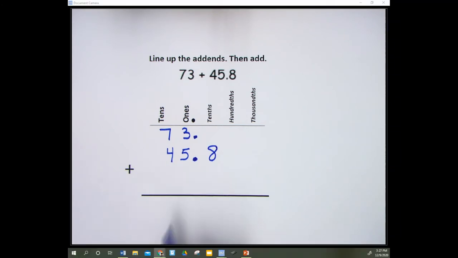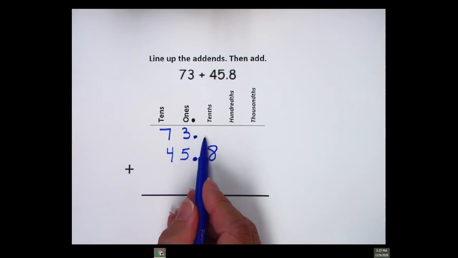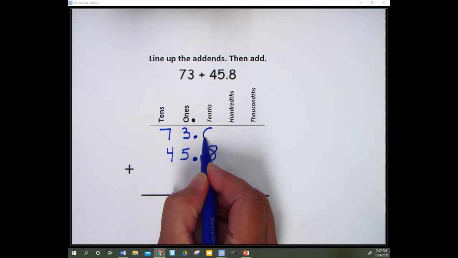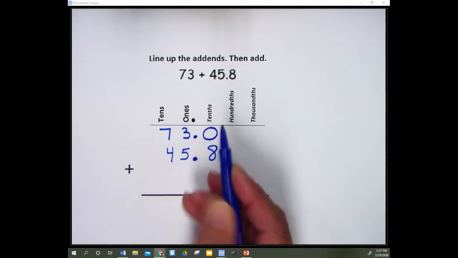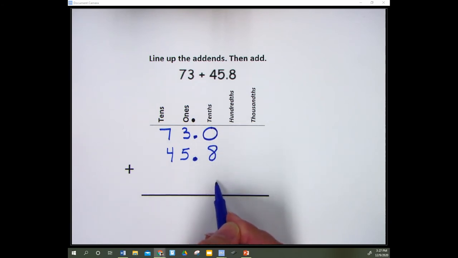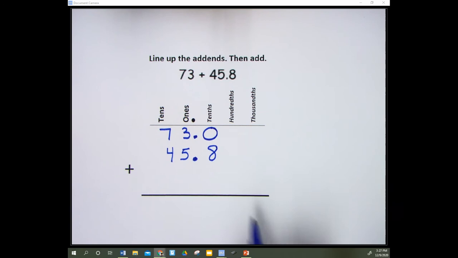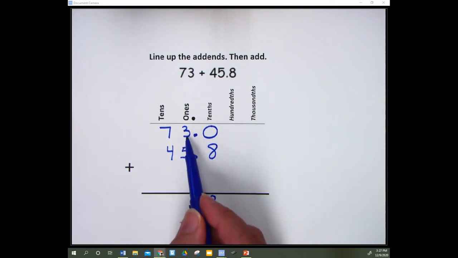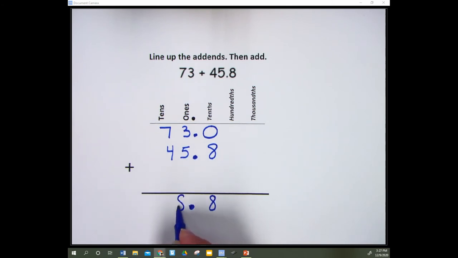Now, if you want to, you can put a 0 to the right of the decimal point in 73. That doesn't change the value. Some people like to have the same number of digits going out past the decimal in both of their numbers. Now we're ready to add. So 0/10 plus 8/10 would be 8/10. I need my decimal point straight down below. 3 ones plus 5 ones would be 8 ones.